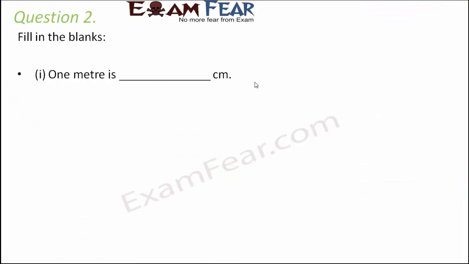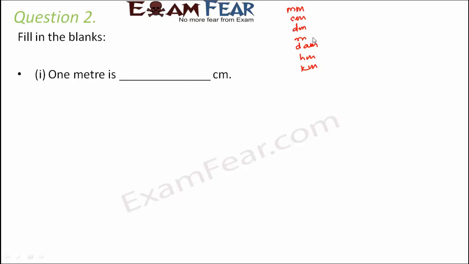Question number 2. Fill in the blanks. 1 meter is dash centimeter. Now in this case, as I had told you before also, you need to remember the order: milli, centi, deci, meter, deca, hecto, kilo. So this is what you need to remember.